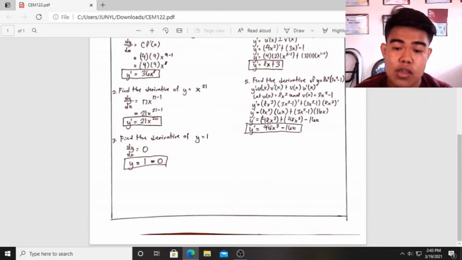Then we add the 48x cubed plus 48x cubed, which will give us 96x cubed. Then copy negative 16x. So the answer in the product rule, finding the derivative of y equals 8x squared times 3x squared minus 1, is y prime equals 96x cubed minus 16x.